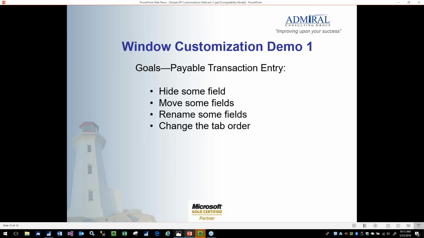Okay, so let's look at something that's a little bit more fun, or actually look at some customizations. We're going to look at first making some changes to windows, and I'm going to use the payables transaction entry window for the first example because most of you probably use that window or someone in your company uses that window. And I'm going to do four things. First, I'm going to hide some fields. Next is I'm going to move some fields. I'm then going to rename a field. And then I'm going to show you how to change the tab order on the window.